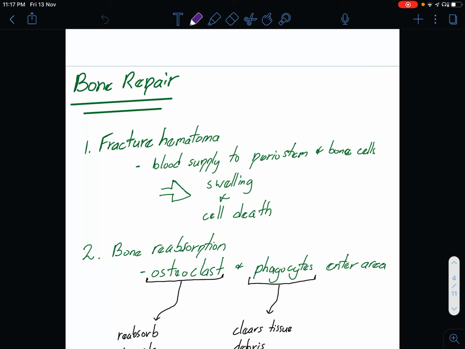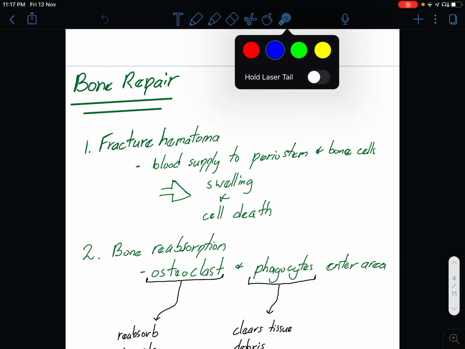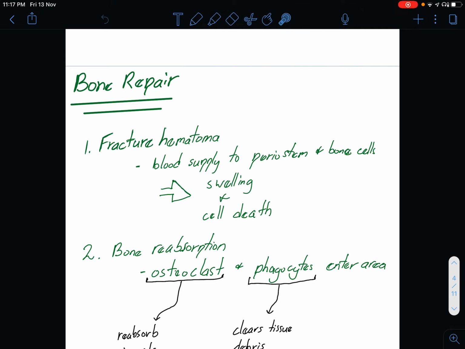Hello again, everybody. So now we're going to move on to the process involved in bone repair. In order to start repair, there must be something wrong. So we're always going to have to start with our fracture hematoma.